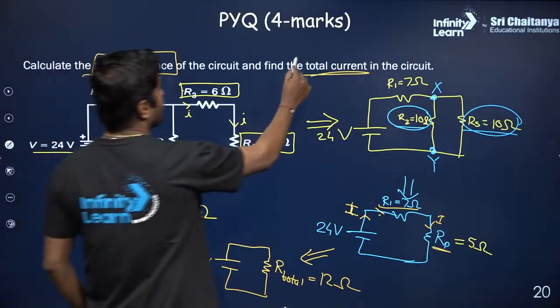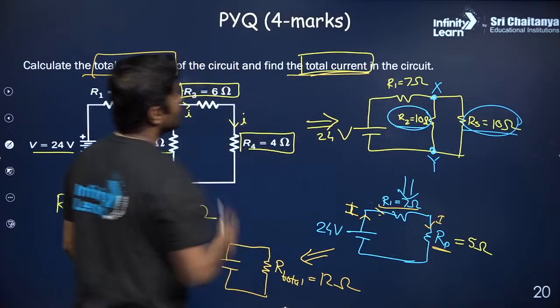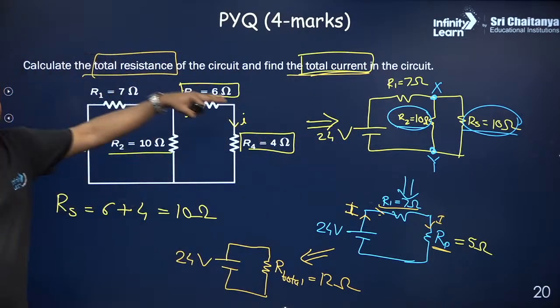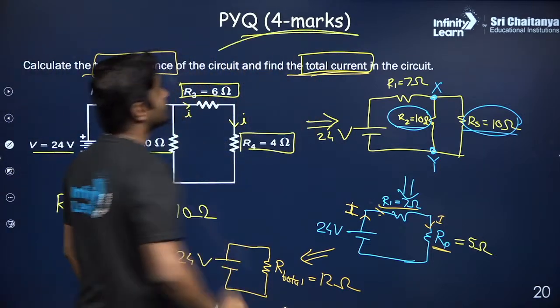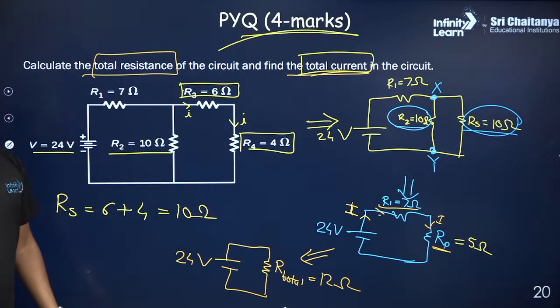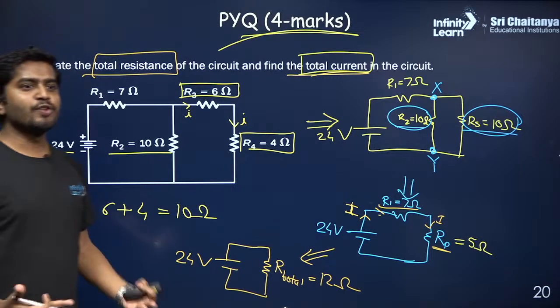So yeah, we have calculated this. Total current is 2 amperes. So if you solve it step by step, you will get all the full marks. Easy? Now feeling confident little bit?